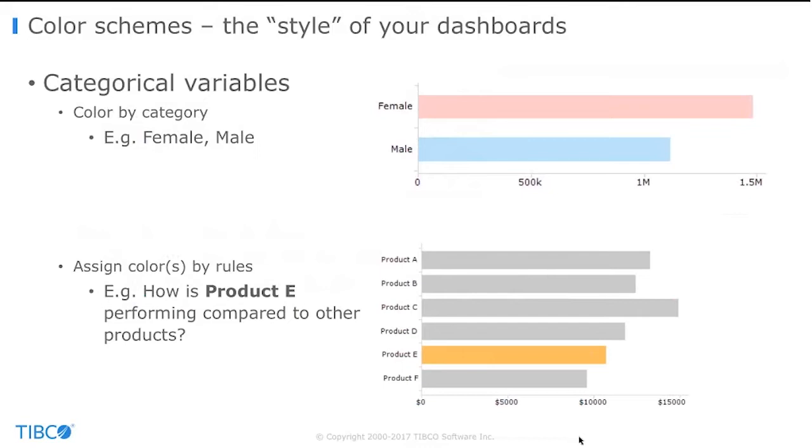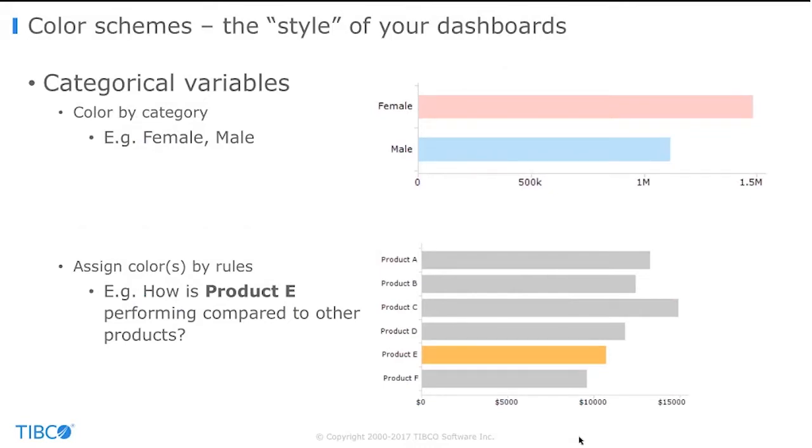So Spotfire lets you color your variables by category. On top, you can see an example where we have one color for male, one color for female. And then also with categorical variables, Spotfire lets you assign colors by rules. So at the bottom, we have a bar chart showing the revenue of 6 different products.